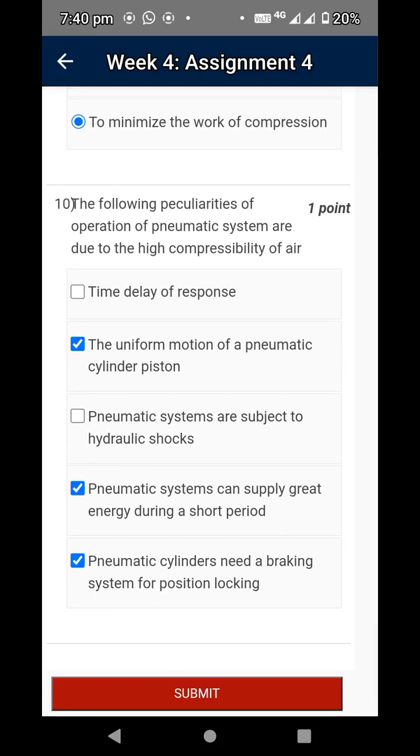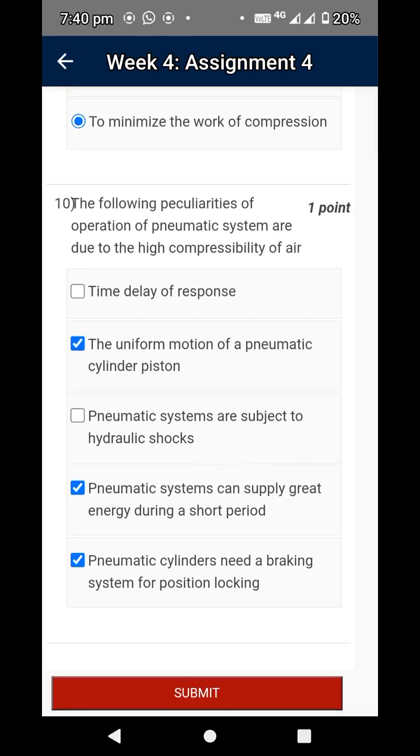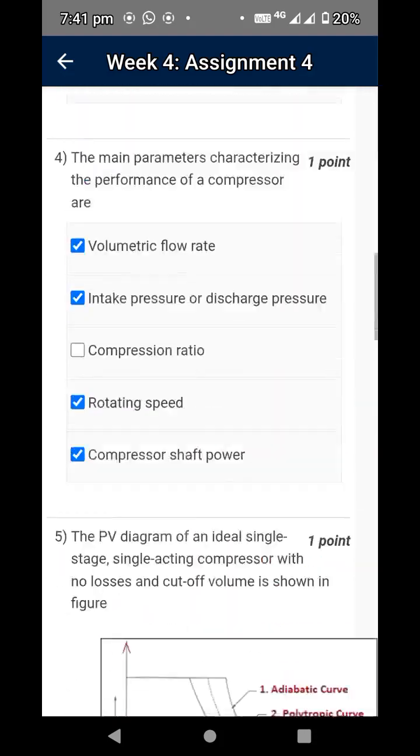And pneumatic cylinders need a braking system for position locking. As per this particular option, you can see a video on YouTube. A separate braking system is applicable for stopping the cylinder in an in-between position. So a braking system is required for all pneumatic cylinders for position locking. So options 2, 4, 5 are correct. So these are the answers for all the questions.